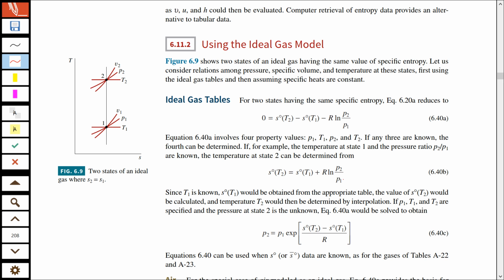Okay, so if you use the ideal gas model for any substance, you know how to write the entropy rate balance. So you write the entropy rate balance, and you know the process is isentropic.